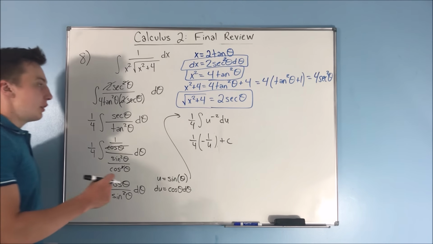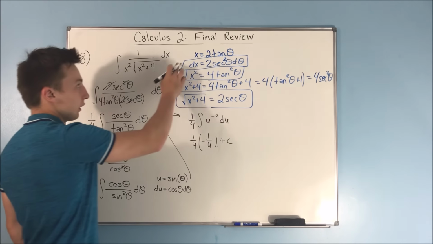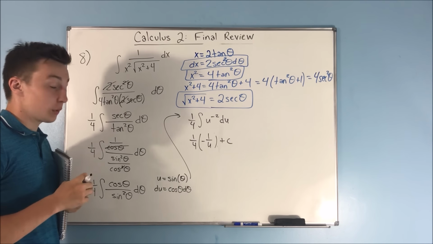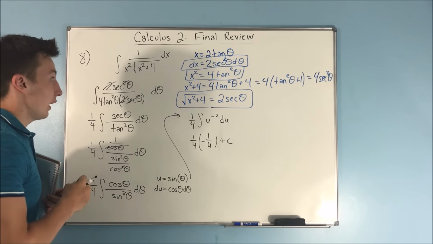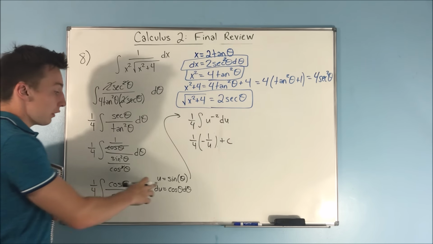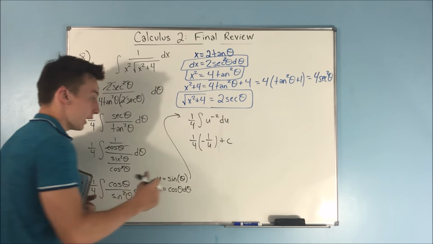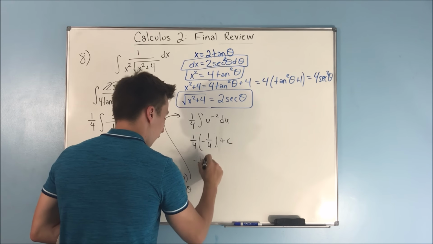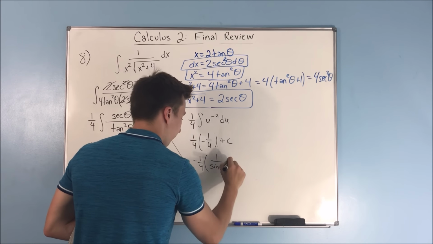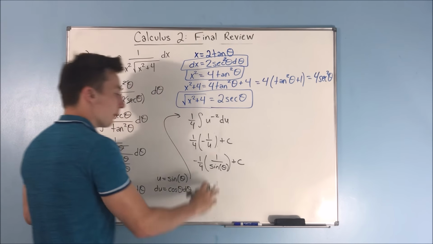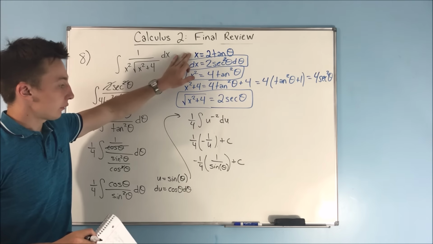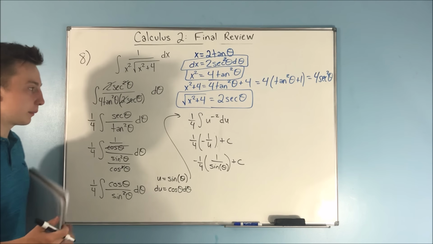And now we need to get this back into terms of x, because that's what we started off with. So we're going to have to do that triangle thingy and all that good stuff. Let's start off here. We know that u is equal to sine theta, so this is -1/4 times 1 over sine theta, plus c here. But we need to get sine theta in terms of x.